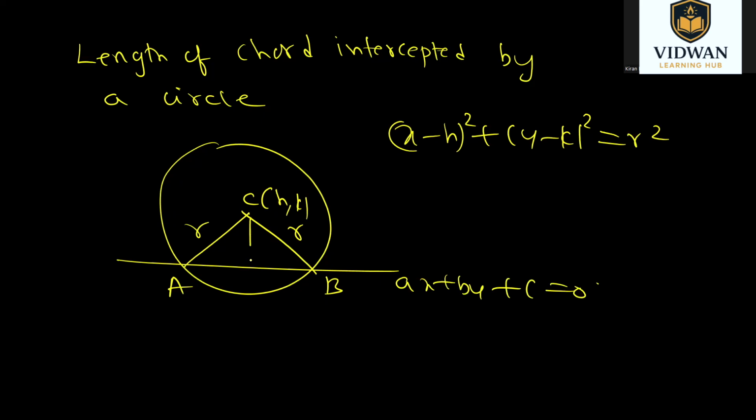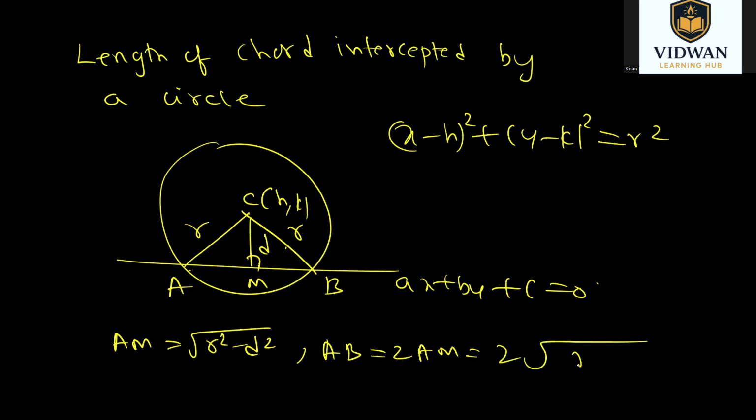So then you just drop a perpendicular like this, and the distance is, suppose, d. And clearly you can see by Pythagoras theorem, AM will be root of r² − d². For triangle AMC, if you apply Pythagoras theorem, AM will be given by this. And the chord AB is 2 times AM because M will be the midpoint. So it will be 2 root of r² − d². And the radius will be known from the circle anyway.